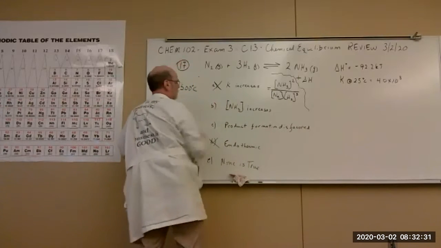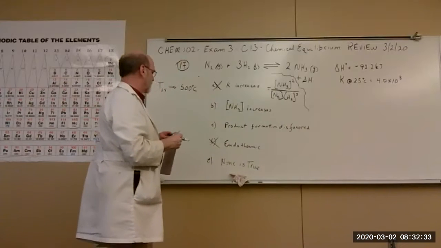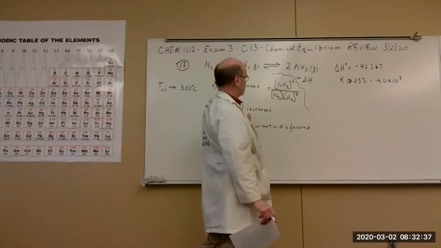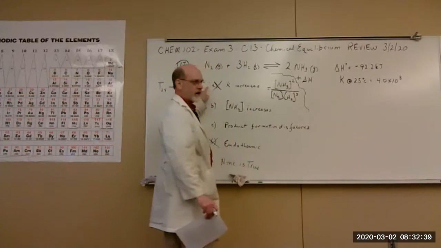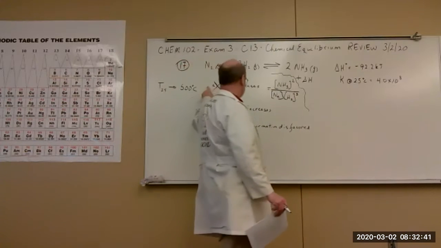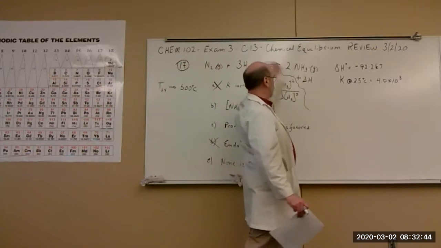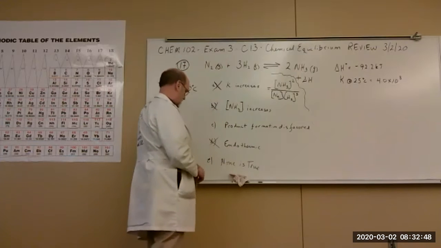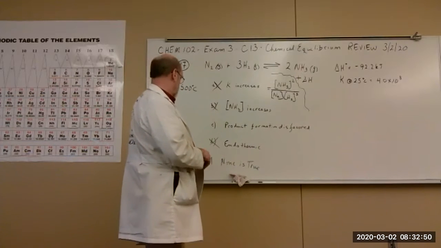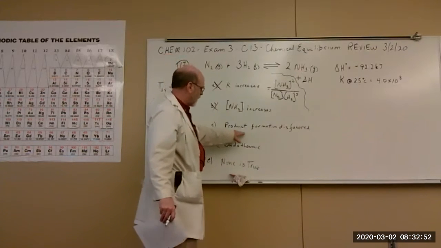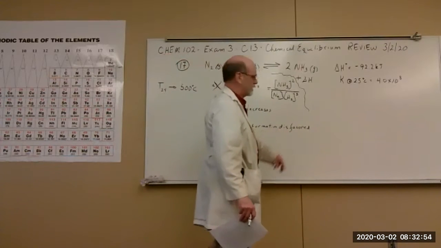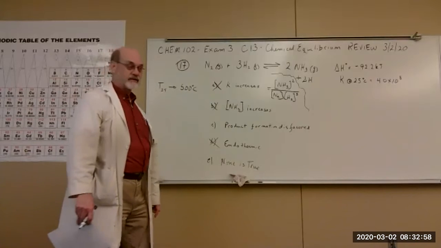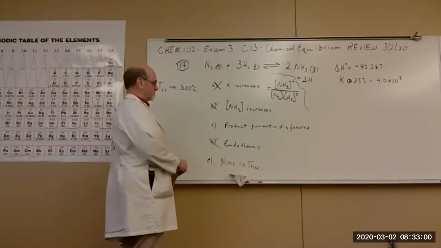Okay, so that one doesn't work. It would actually decrease K. How about this one? Ammonia would increase. Well, it's a corollary to our discussion here. Ammonia can't increase if we're going back that direction. It has to decrease. So really, this is our last option. Product formation is disfavored. That's true. That's going back toward reactants, which makes less product.